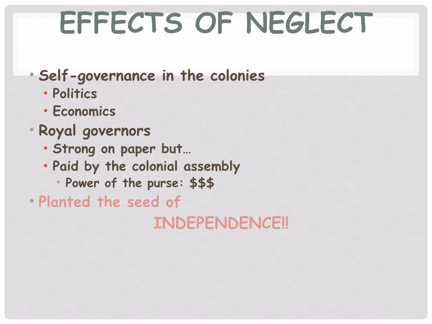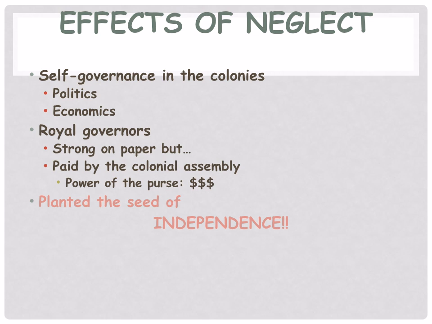So effects of that neglect, there was a lot of self-governance in the colonies. The people in the colonies were like, well, wait a minute, if Parliament's not really paying attention to us, let's do our own thing. Let's come up with our own self-governments. So that came up in not only politics, but in economics as well. They were making their own laws about how to sell things or manufacture things. They were making their own laws in the colonies. So they started to become very self-sufficient and not very needy of Mother England.